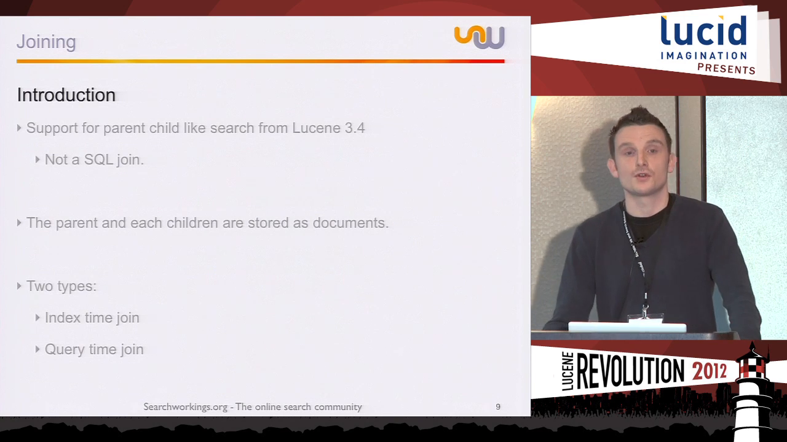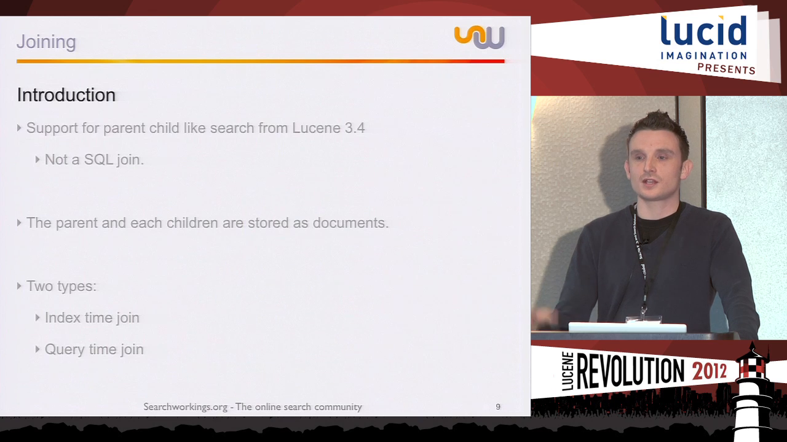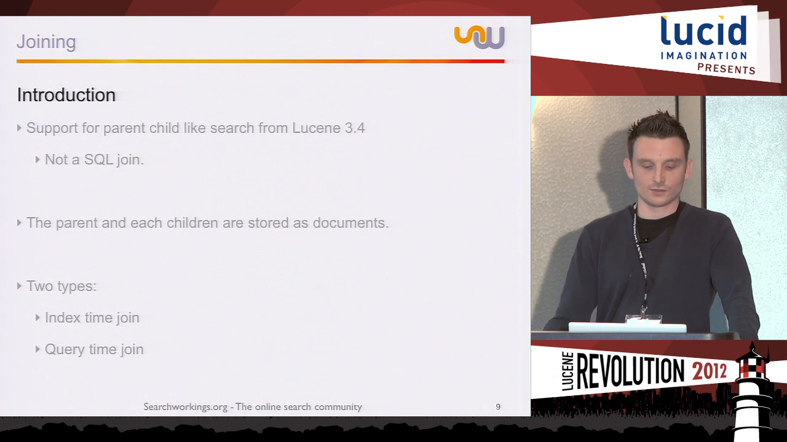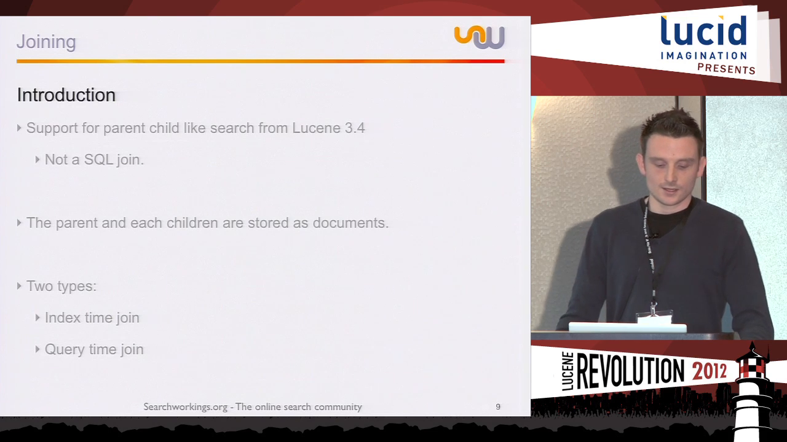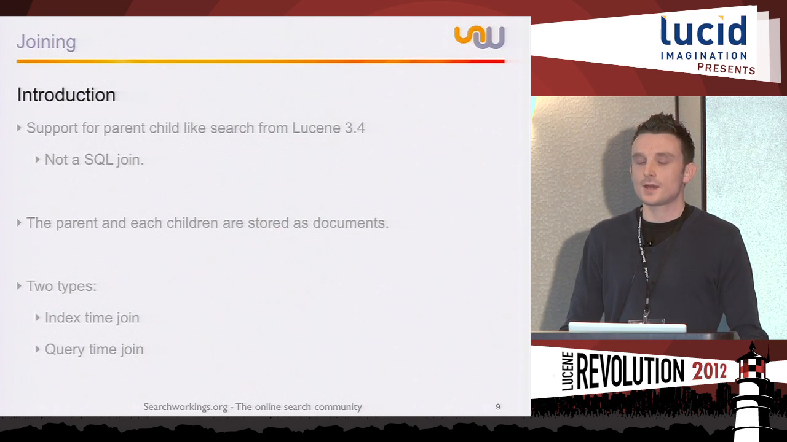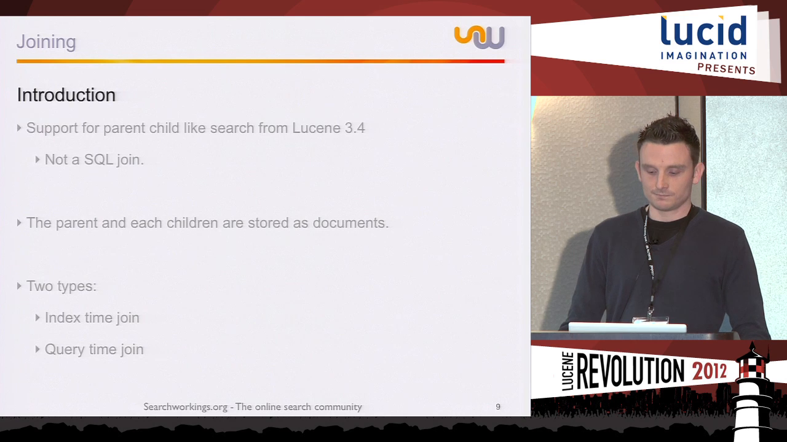Lucene offers joining support. When people think about joining, they think about relational databases, they think about SQL. That is something that Lucene doesn't do for you. It doesn't implement that. It's more, as I said, a parent-child-like search that Lucene can do for you. It's basically available since Lucene 3.4. And there are two types of joins. There is an index time join, where the relation between parent and child is determined at index time, and there is a query time join, where the relation between parent and child is determined at query time.